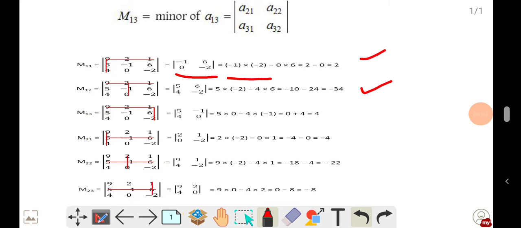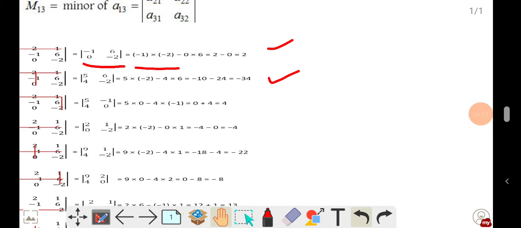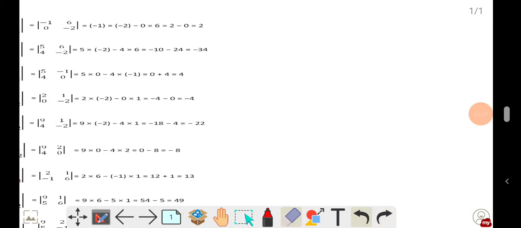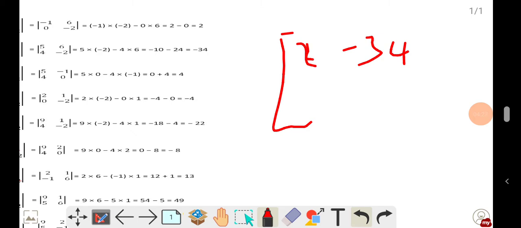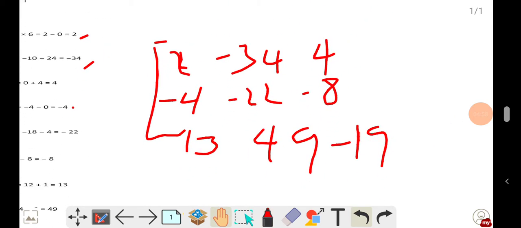Then minor 1, 2 is here. I hope you can find this. And then minor 1, 3. It continues in this manner, so that the full set of numbers will be the minors. The first number is 2, then negative 34. Then 4, then negative 4. Then negative 22, then negative 8. Then 13, then 49, and finally negative 19. These are the minors.